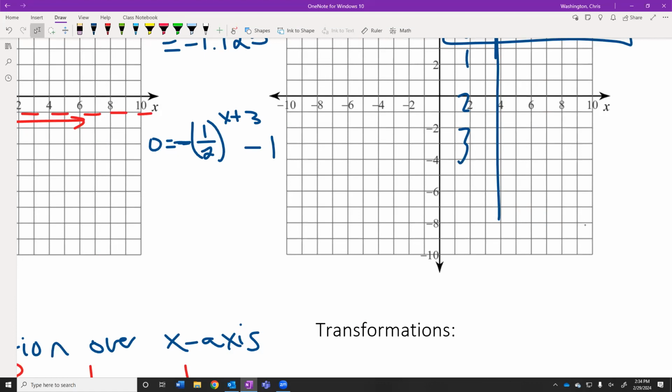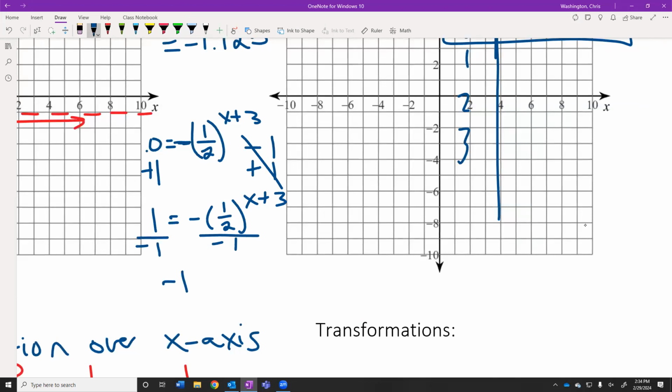Which one are we going to move first? We're going to move the -1. We're going to add 1 to both sides. 0 plus 1 is 1. We get 1 equals -1/2 raised to the x plus 3. How can we get rid of the negative in front of the 1/2? We can divide by -1 on both sides. 1 divided by -1 is just -1. If you got a fraction, that would be okay. You could just leave it as a fraction. But we get -1 equals 1/2 raised to the x plus 3.